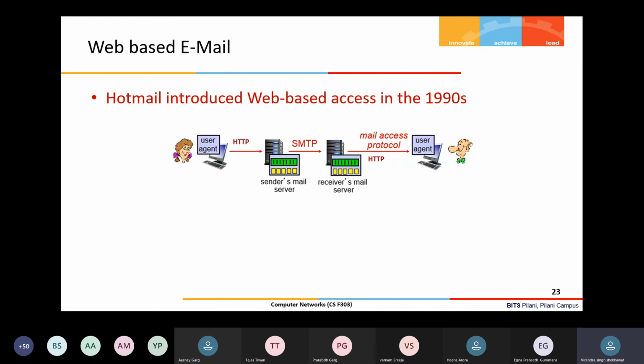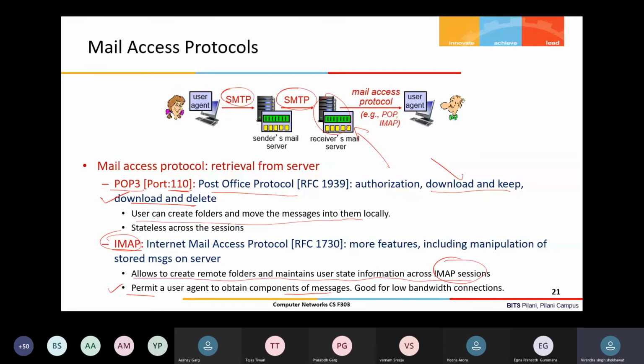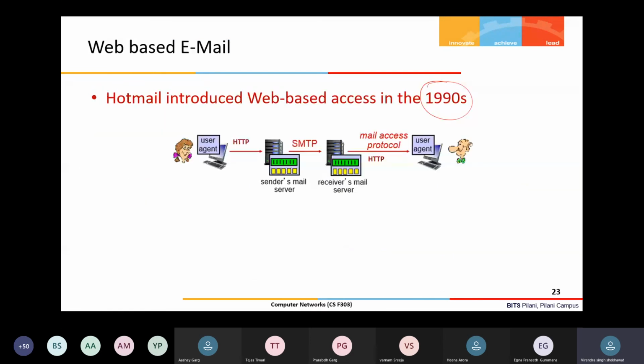Now, most of us nowadays do mail access through web-based mail access, right? Hotmail, the very first time, introduced web-based mail access in the mid-90s. So that was the first web-based mail access service. So far, what we have talked about is mail access through a user agent like Outlook Express, Outlook or Thunderbird, or some other mail agents, client agents.